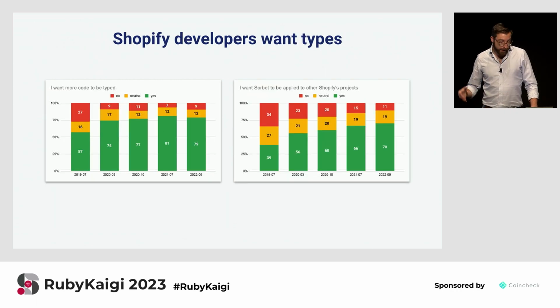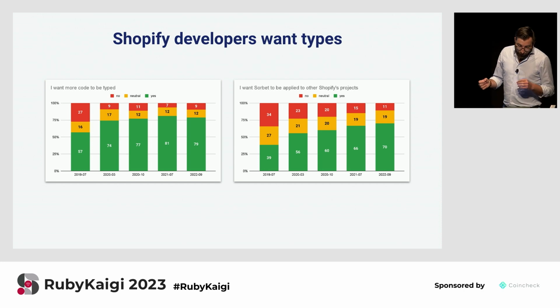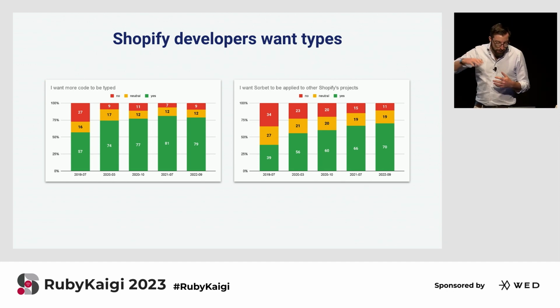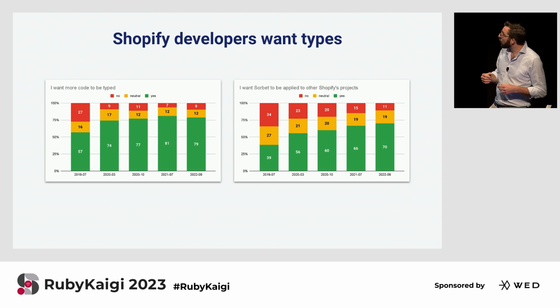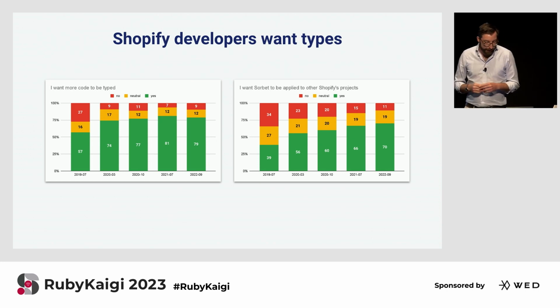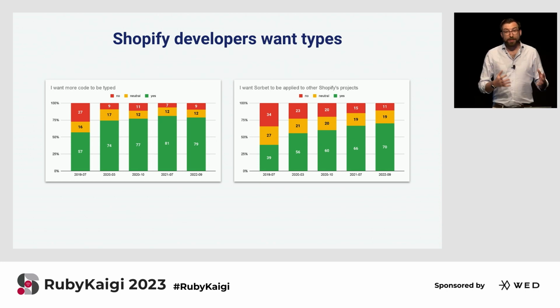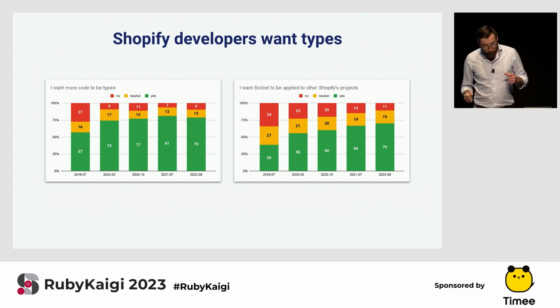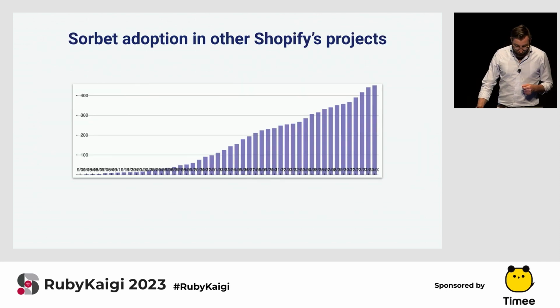If we ask our developers, and we made different surveys, they actually want more code to be typed. It's bringing them some confidence, very nice tooling around this. So we've been seeing almost 80% of the developers we surveyed were agreeing that they want more types inside the core monolith, but also they want more projects to have Sorbet at Shopify. So Shopify developers want types.